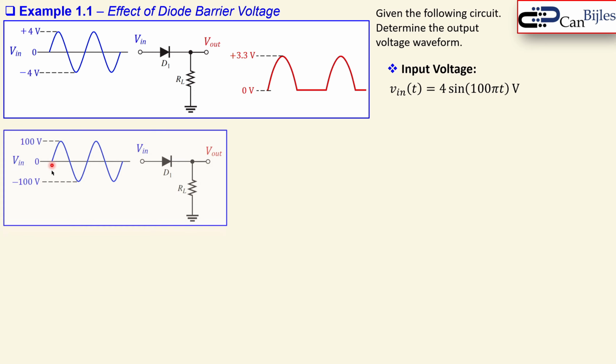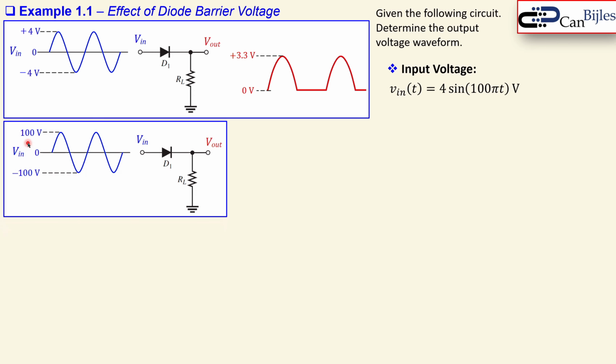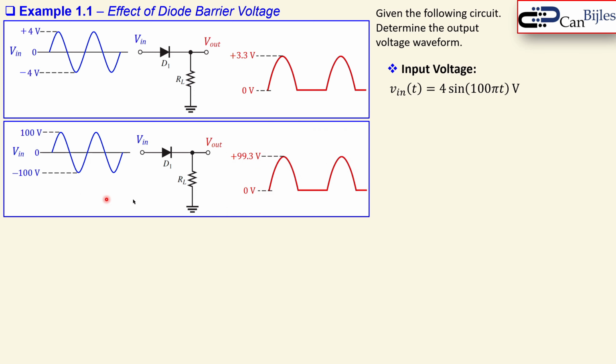But when you change that to, for example, 100 volts, and the same circuit, same values, everything is the same, only the peak value is changed, then the output waveform will look like this. Again, you lose 0.7 volts in the conduction phase, so you will get 99.3 volts. But now you can see that this is closer in percentage to the 100 volts than this 3.3 to the 4 volts. So you get in percentage more accuracy.